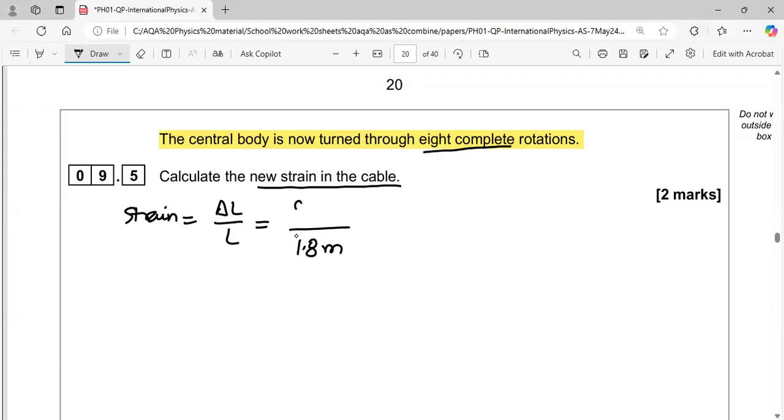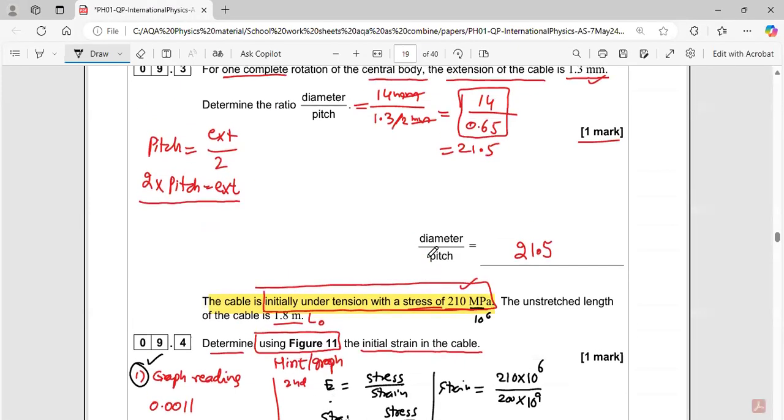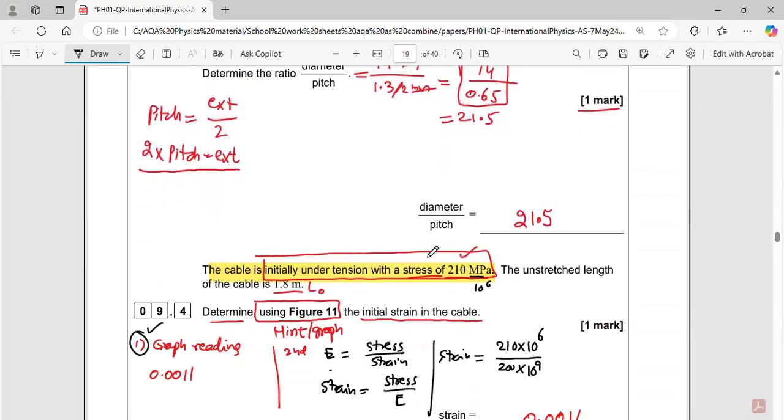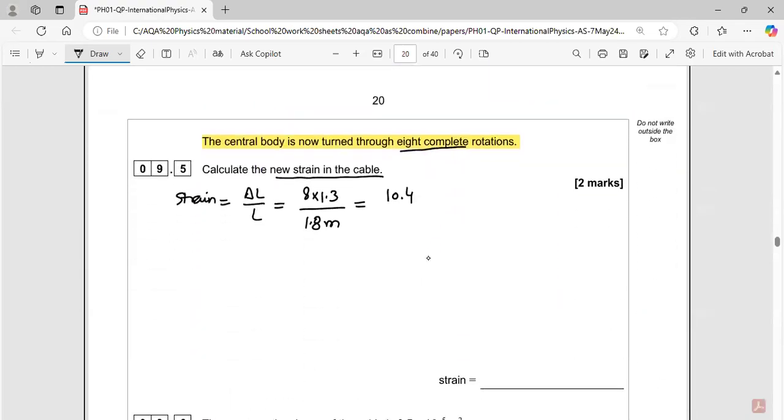And for the strain, 8 into 1.3, because for one rotation, the total extension was 1.3. So you just multiply them. So it is 10.4. And it was 10.4 millimeter. Just let me double check that. Millimeter, yeah. It was millimeter. So you have to convert that into meters. So 10 to the power minus 3 over 1.8, because both should be in the same units.